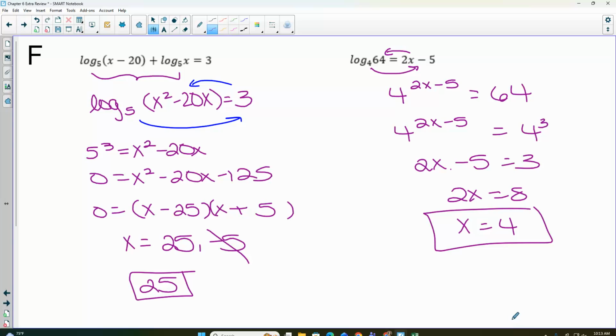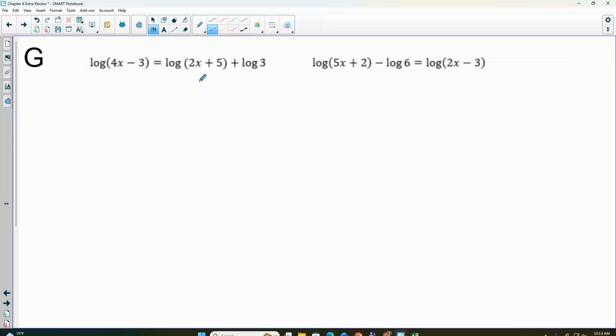Are those okay? So both of those, we only had a log on one side. Change it to exponential. Now, G has logs on both sides. So we start by combining as much as possible. On the right, those logs are added, so you multiply them together. That gives us 6x plus 15.